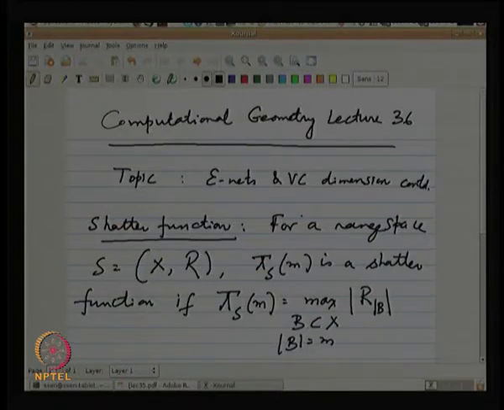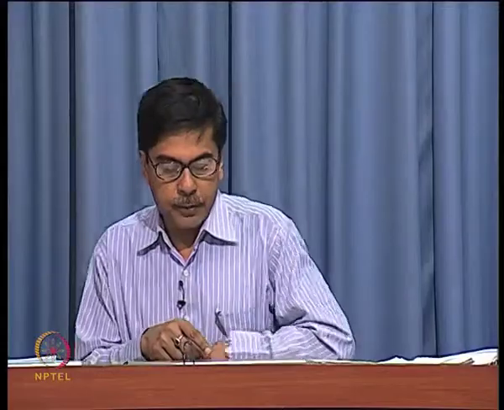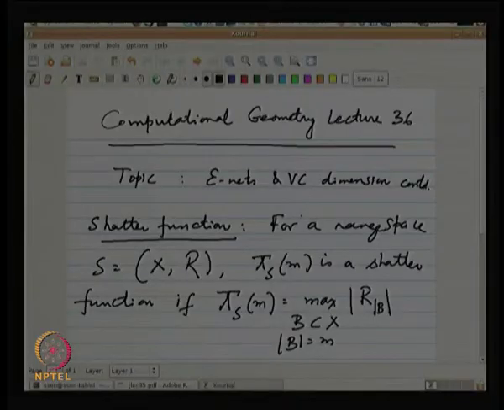So, for any m, look at the number of ranges of the worst possible subset of size m. So, maximize the number of ranges for any subset of size m. And this pi s of m, for every m, when you set it to the maximum of this quantity, that is called the shatter function.